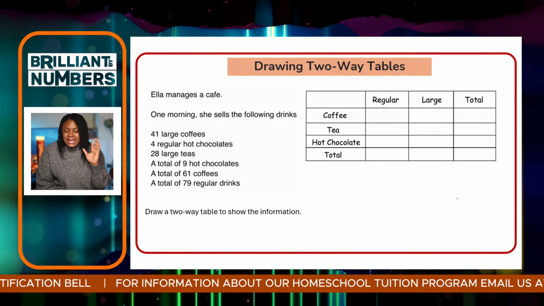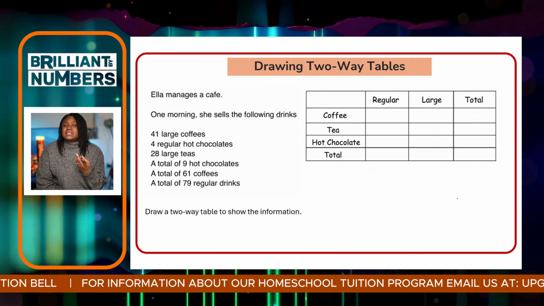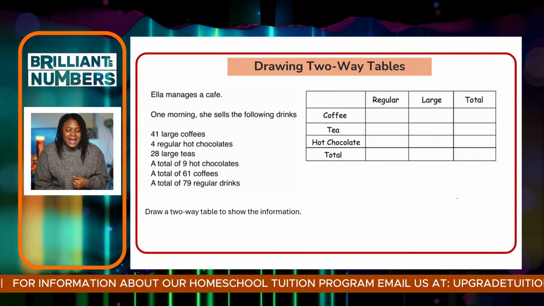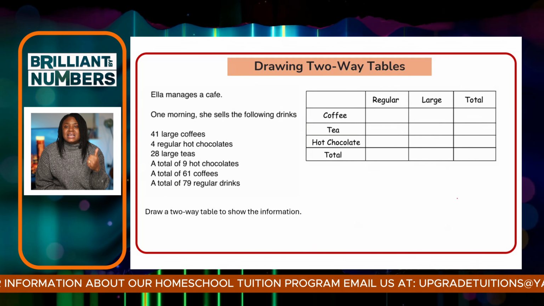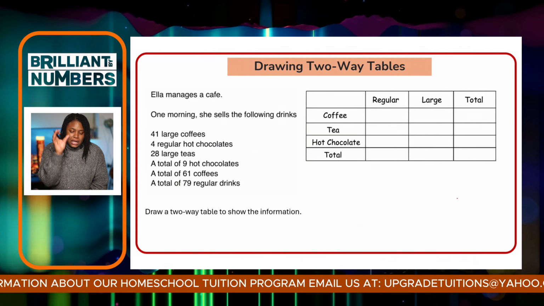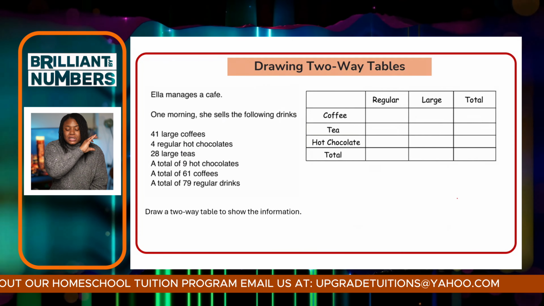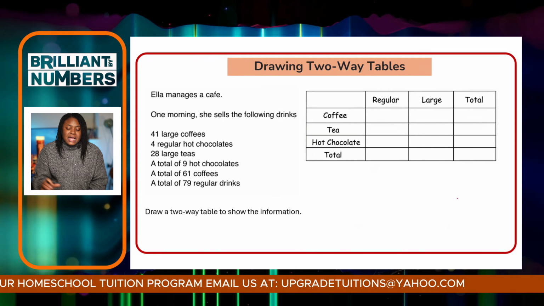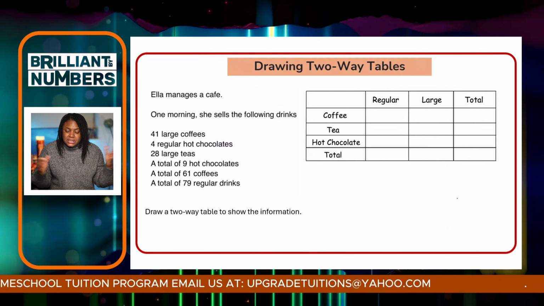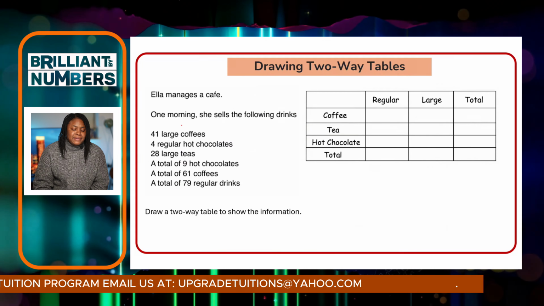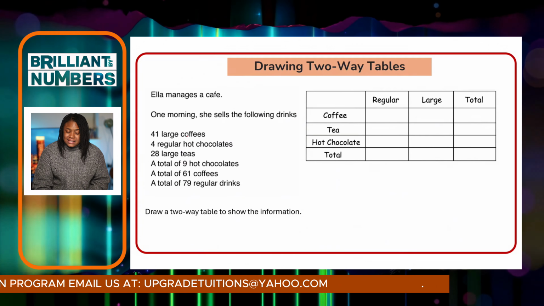So based on the information given, we could see that there were either regular or large drinks, and there were coffee, tea, and hot chocolate. It doesn't matter if you put your kinds of drink in the row and then regular or large, you'll still get the same answer. So we're going to now put our values in, one item at a time.